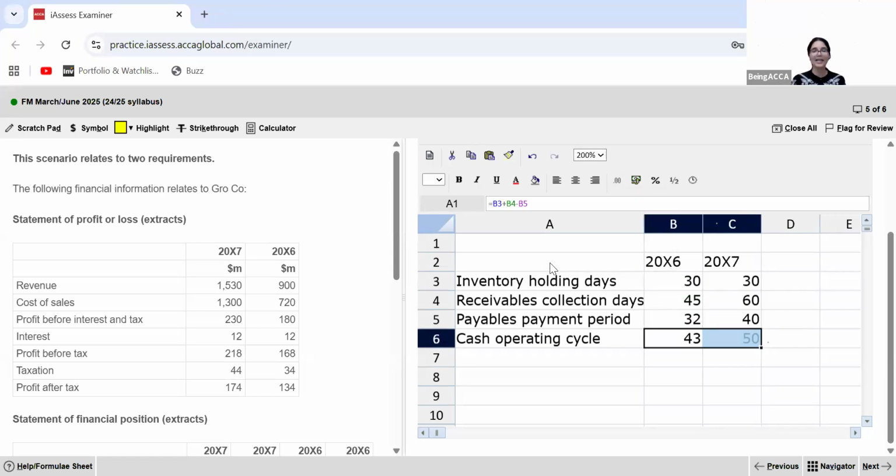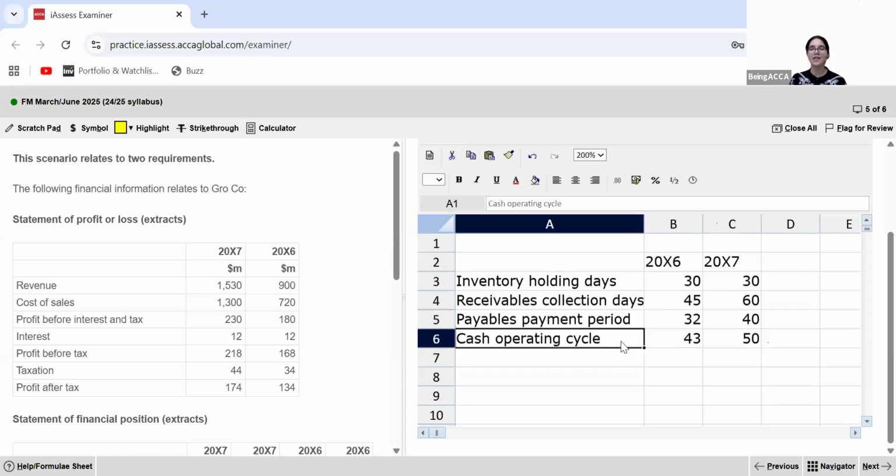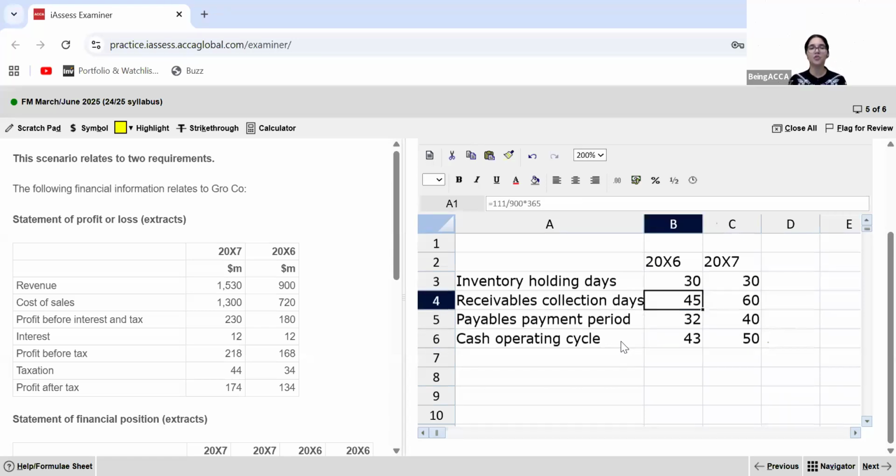So the early signs of overtrading are clearly visible from the cash operating cycle itself. Because I'm trying to rapidly expand my business, I'm giving more and more credit period to my customers. Earlier, I used to collect debt within 45 days. Now it is taking me 60 days to collect that same money. And with payables also, I am delaying the payments because my cash position is not very good. My liquidity is suffering as a result. This is what is happening.